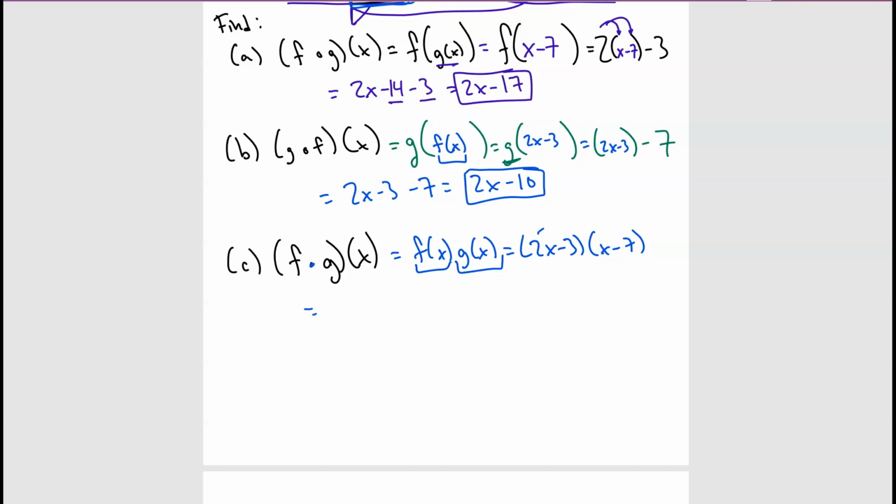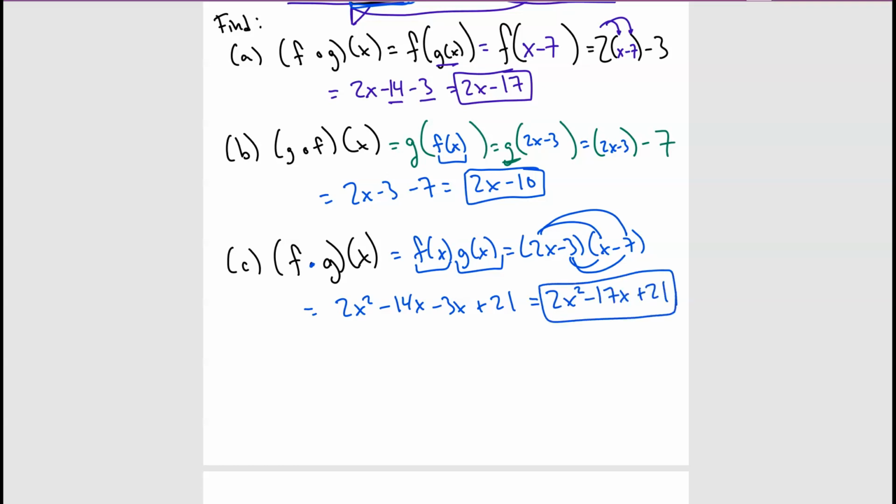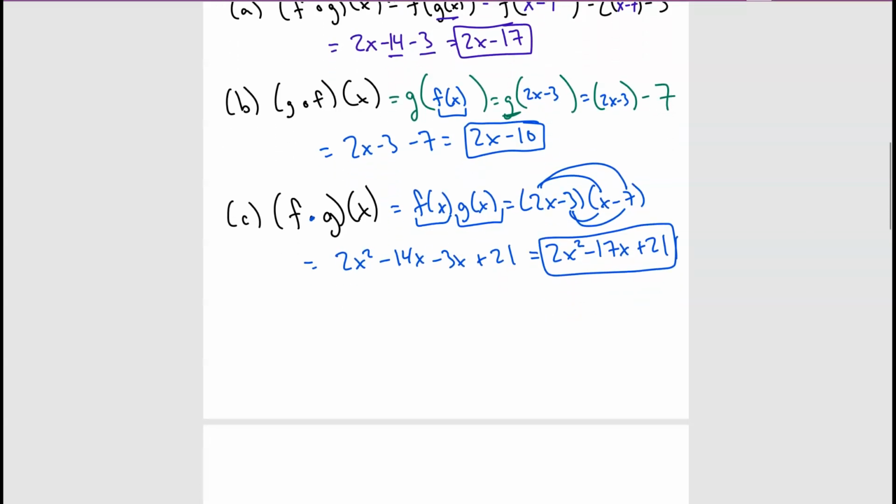Okay, so let me just FOIL this out. That gives me 2x squared minus 14x minus 3x plus 21. So this is going to give me 2x squared minus 17x plus 21. That is going to be my final answer. Okay.